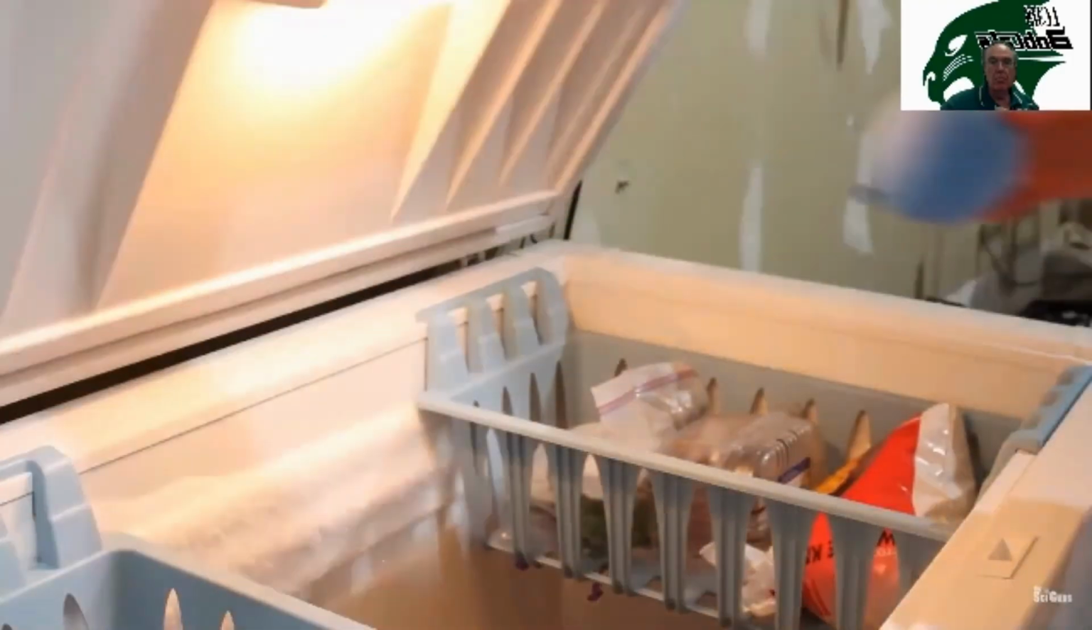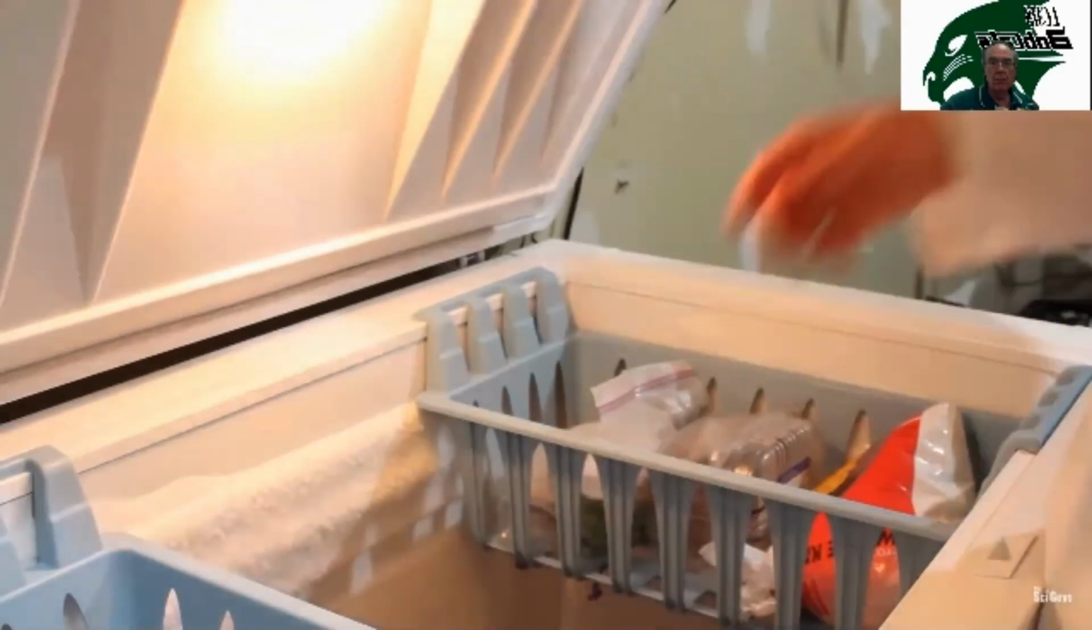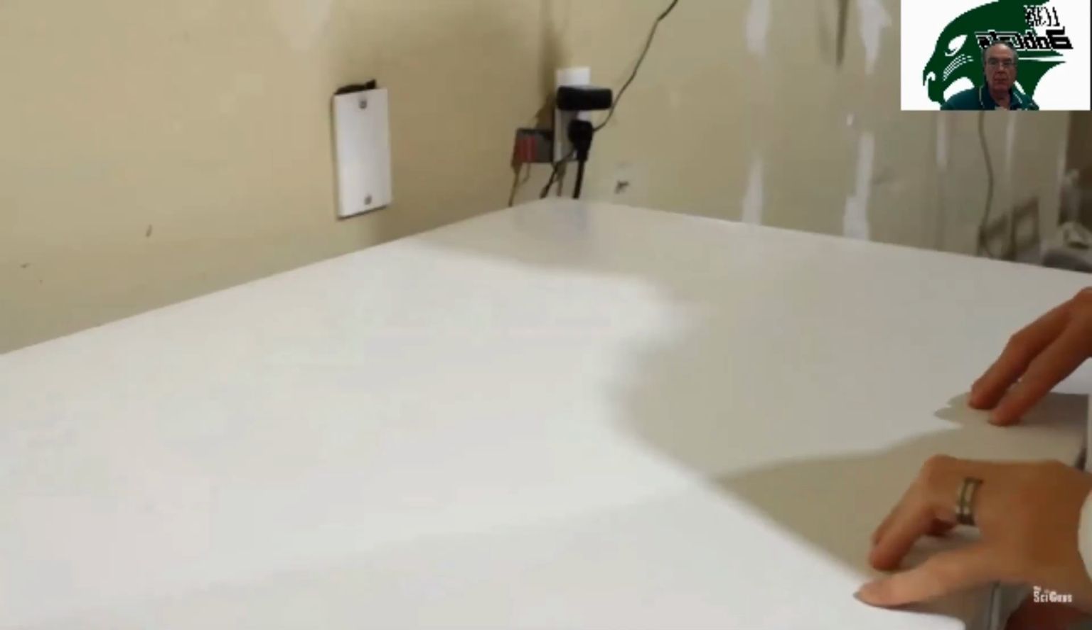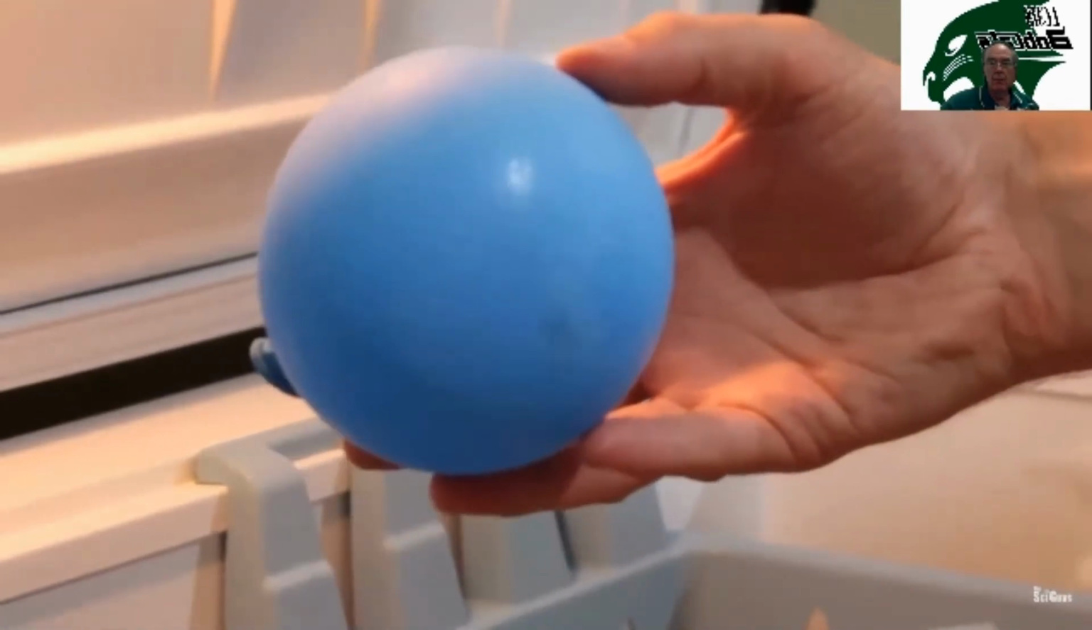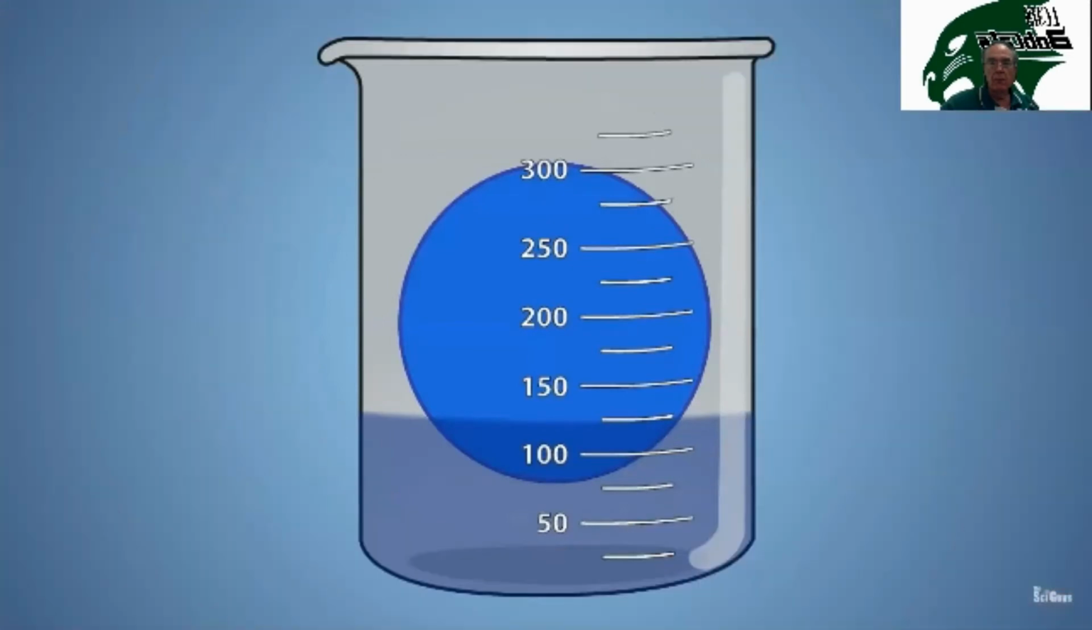For the second portion of our experiment, we're going to place a balloon into the freezer. Leave your balloon in the freezer for a few hours. After a couple of hours, when we remove our balloon from the freezer, we'll notice it's smaller in size. As it warms up, it will gradually increase in size. Let's look at this experiment a little closer.